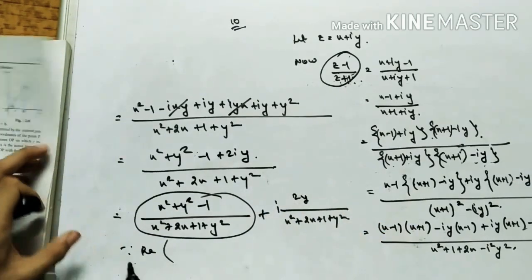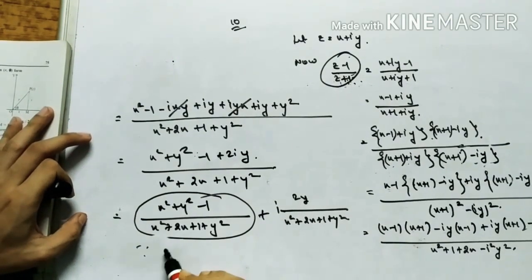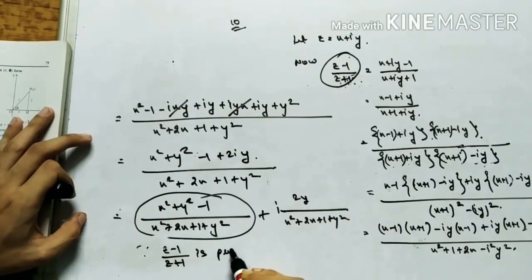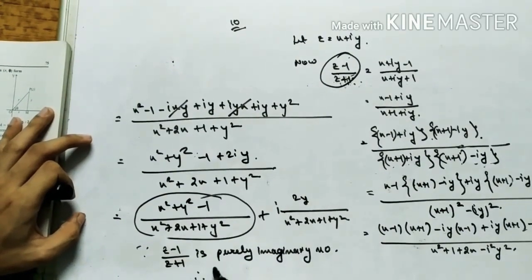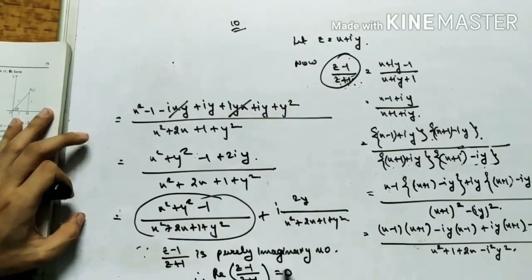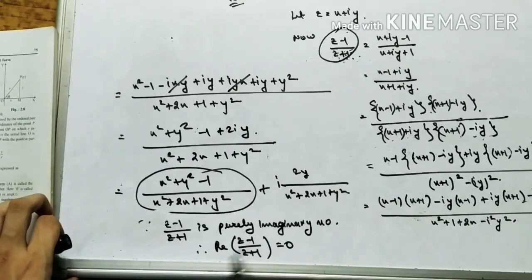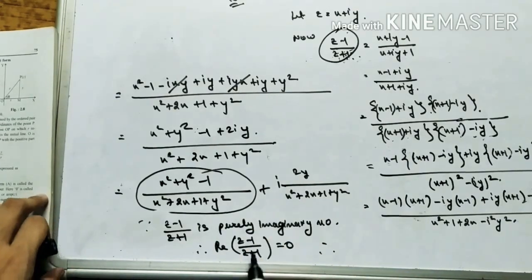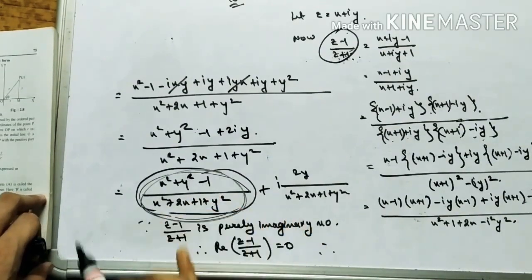Understand? So therefore, I will write: since (z minus 1) by (z plus 1) is purely imaginary, therefore the real part of (z minus 1) by (z plus 1) will be 0. Understand? The real part of this will be 0. So the real part of this one is this one, and this is equal to 0.